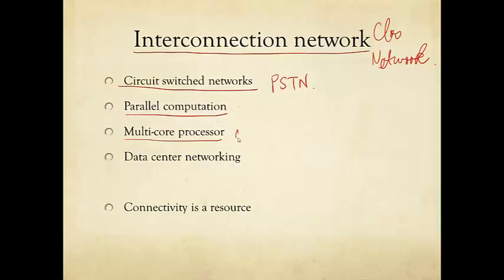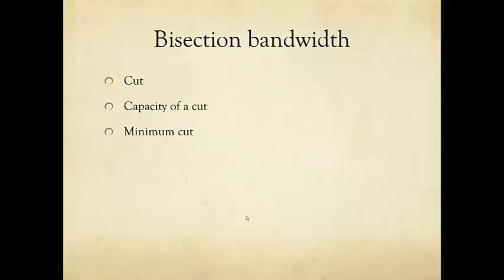Then the scale got shrunk to a much smaller one. We're looking at systems on a chip and multi-core processors in the 90s and the last decade. And then in recent years, it has been revived again in the context of data center networking, connecting servers within a large data center. All these are different cases of interconnection networks. And the common theme is that connectivity pattern is a resource you have to carefully design. And there are many different metrics to compare different kinds of interconnection networks.